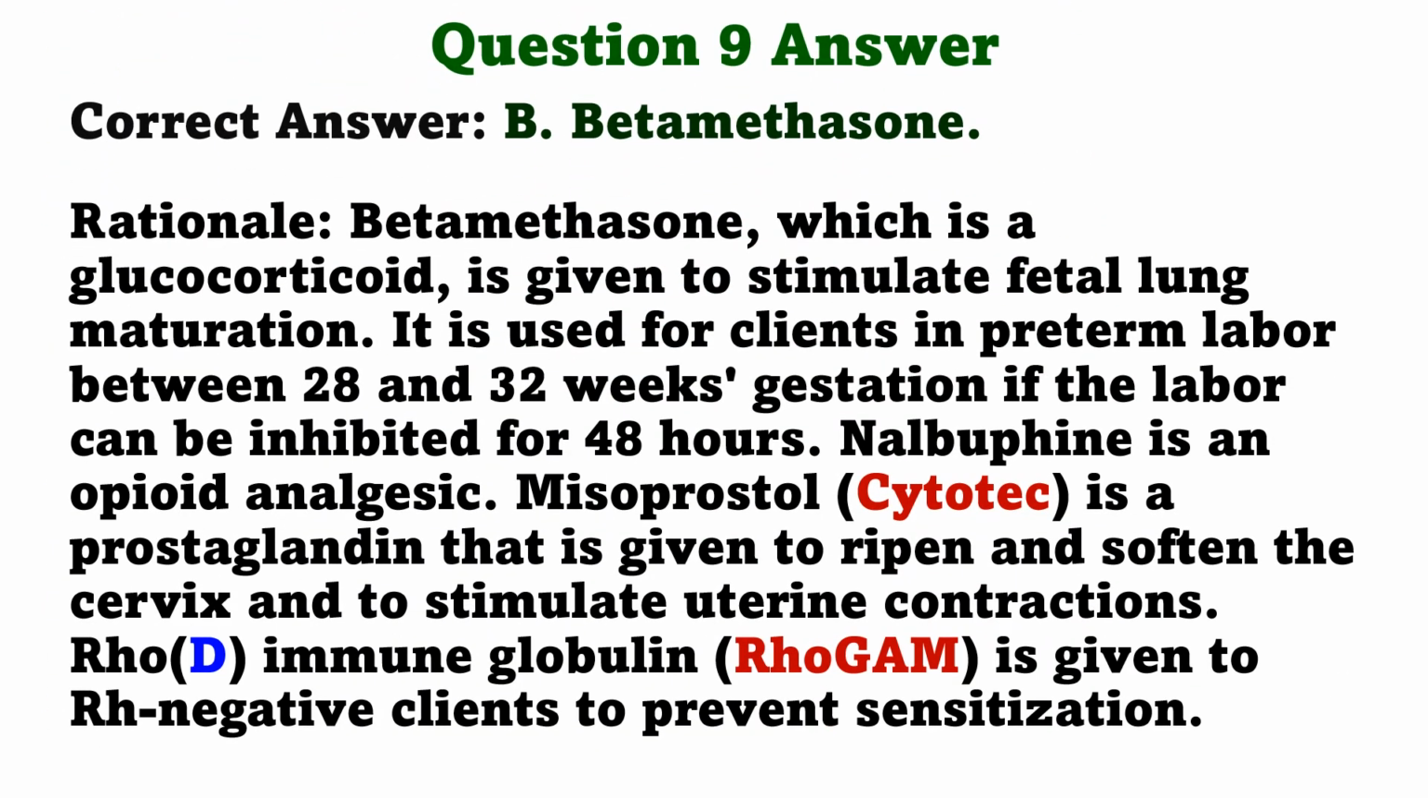The correct answer is B. Betamethasone. Rationale: betamethasone, which is a glucocorticoid, is given to stimulate fetal lung maturation. It is used for clients in preterm labor, between 28 and 32 weeks gestation, if the labor can be inhibited for 48 hours. Nalbuphine is an opioid analgesic. Misoprostol is a prostaglandin that is given to ripen and soften the cervix and to stimulate uterine contractions. Immunoglobulin is given to Rh-negative clients to prevent sensitization.